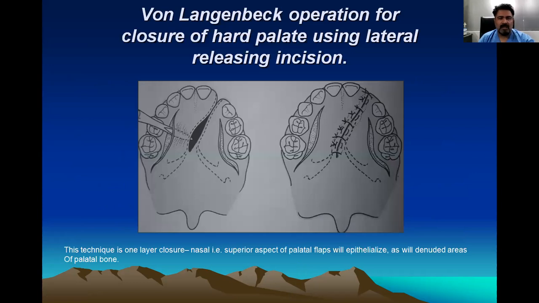So this is the von Langenbeck operation for the closure of the hard palate using the lateral releasing incision. So this is basically the cleft of the hard palate. In the von Langenbeck technique, there is a releasing incision here and a releasing incision here, and the flap is then mobilized to the center. Straight line repair is done here, and this part will later on be filled with granulation tissue, and by virtue of primary healing, it heals.